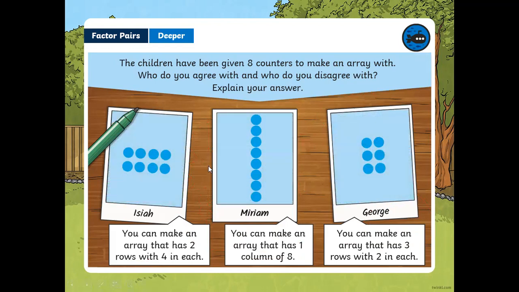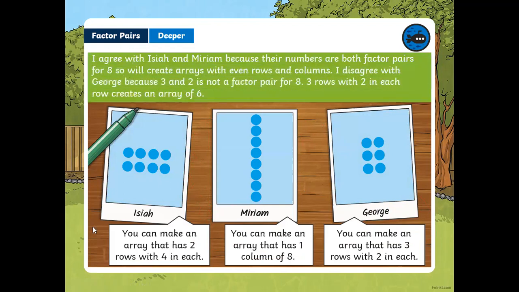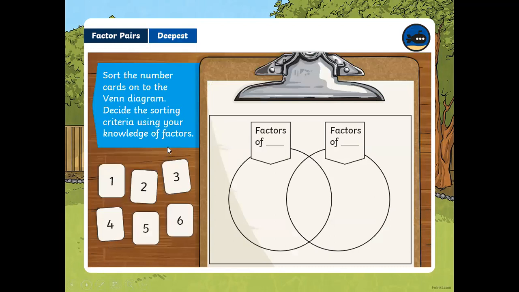This is just a little bit. This is the drawing of their so-called explanation. All this is done. Now, the common factor. Remember just now factors? Now common factors. So, sort the number cards onto the Venn diagram.